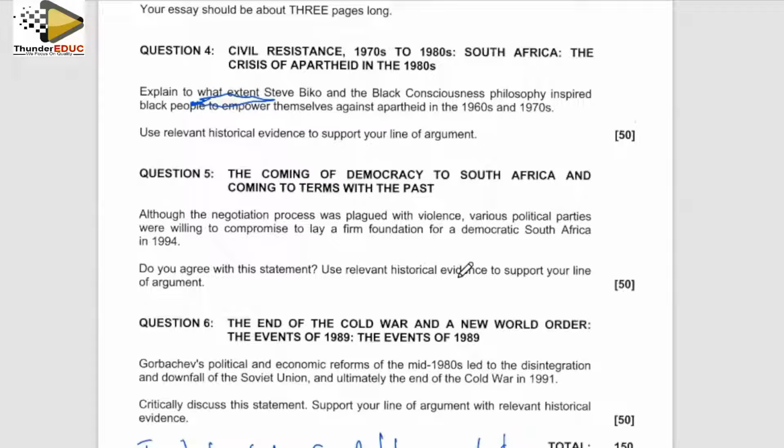You are giving a general reason as to why you are saying, to a greater extent, Black consciousness was able to inspire and empower Black people against apartheid. Then you give an elaboration. What is the essay going to prove? This essay is going to further elaborate on the impact of Black consciousness on Black people to empower themselves.